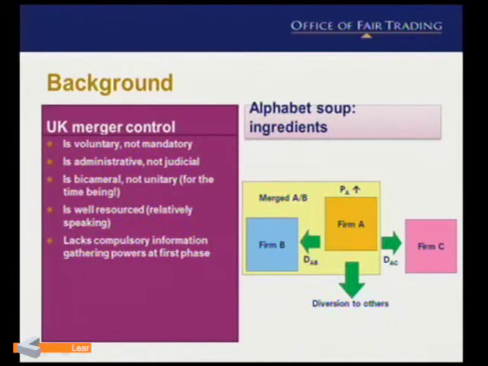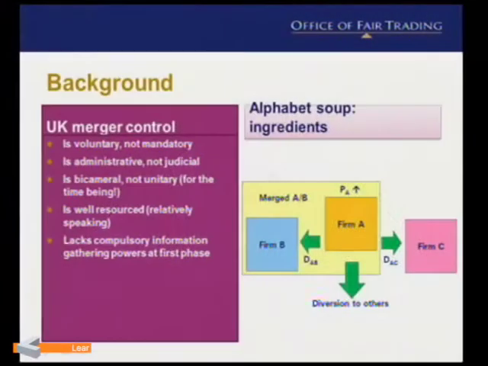In a pre-merger situation here, you've got firm A, firm B, and firm C. What is it that firm A thinks about before it puts its price up? So the PA up, their arrow. It worries about business it's going to lose to its rivals, firm B and firm C. That amount of business, called the diversion ratio, is represented by DAB, from the diversion from firm A to B, and DAC, for the diversion from firm A to firm C.